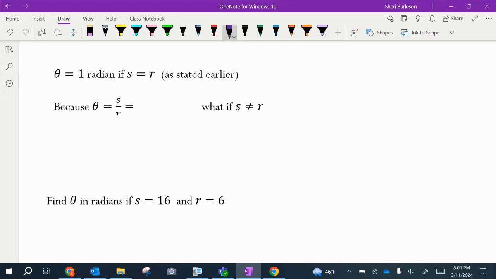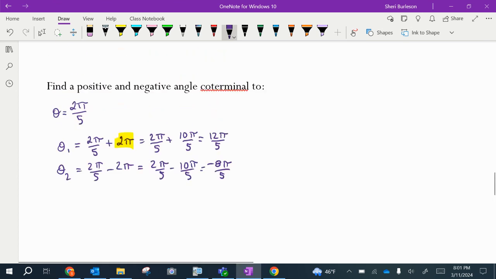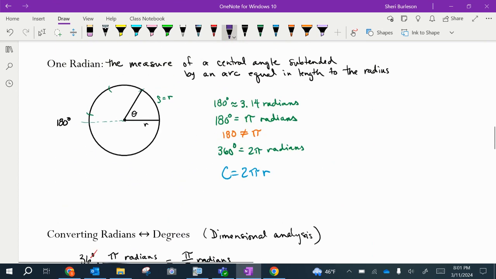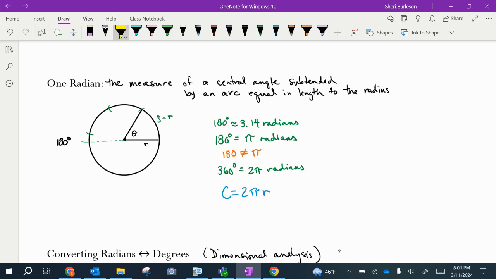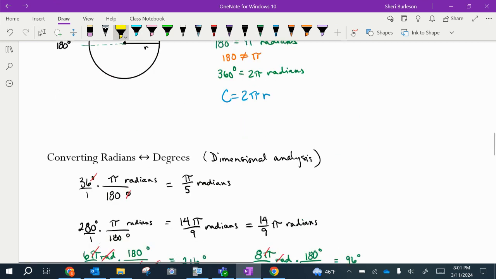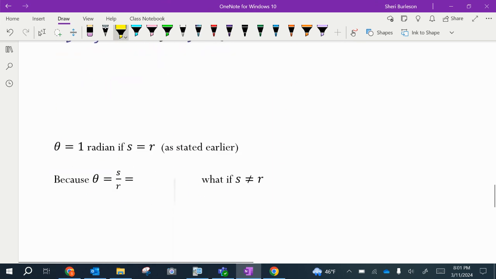All right, so we're going to finish up what we didn't get done in class today. Looking at radian measure, finishing up some radian, and then looking at arc length. So a theta angle equaling 1 radian if S equals R, which we stated earlier. If S equals R, then that angle is measured. That's the definition of 1 radian.